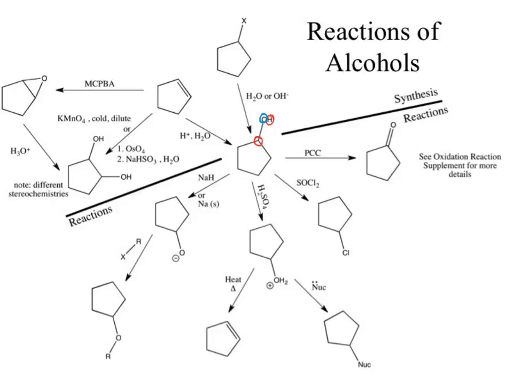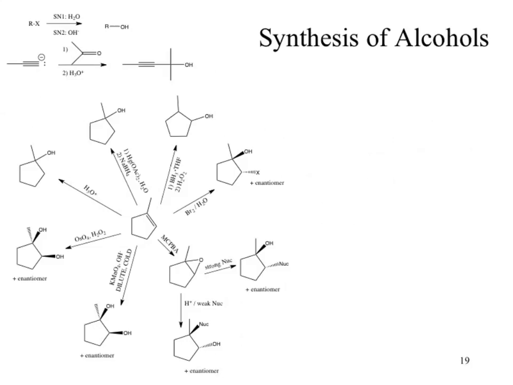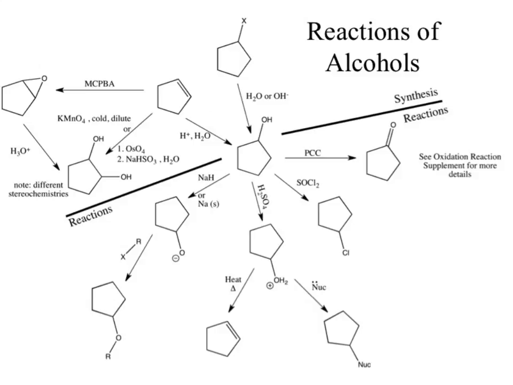So in this case, we've got both a synthesis and a reaction. The top portion of this is our synthesis of our alcohols. The bottom portion is our reactions of alcohols, to try and get a little bit of everything. The last slide was reactions of alkenes, and in this case, the reactions of those alkenes all resulted in alcohols. So you do see a lot of overlap between these.